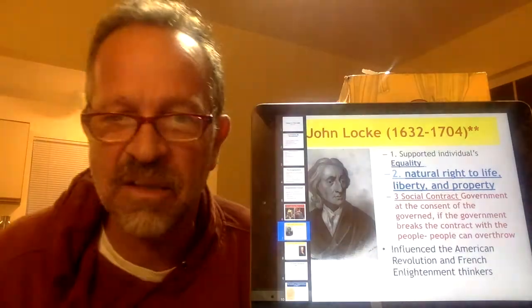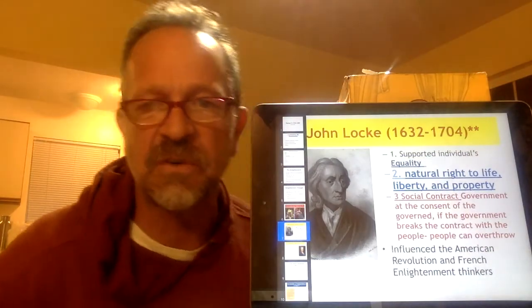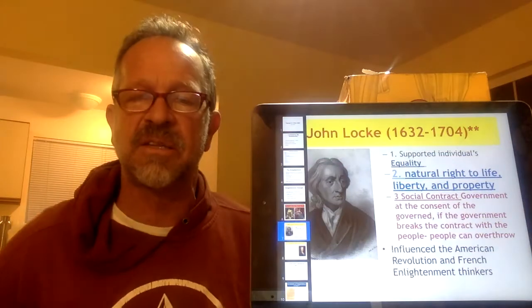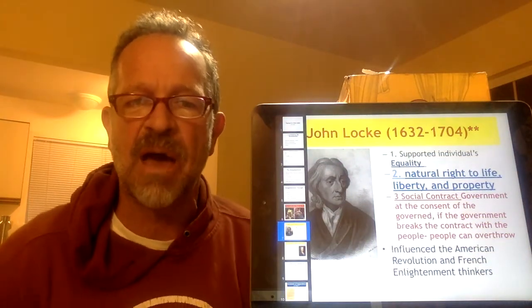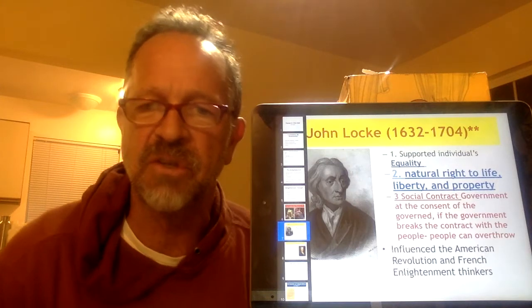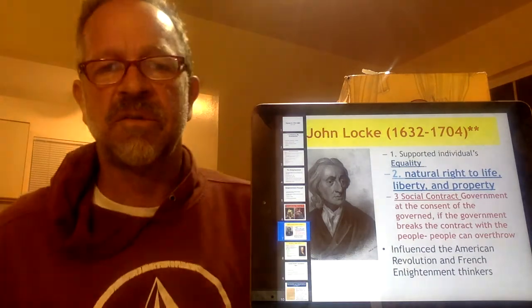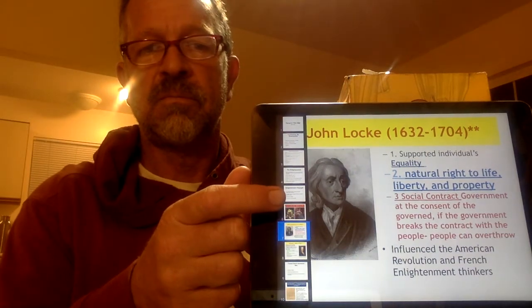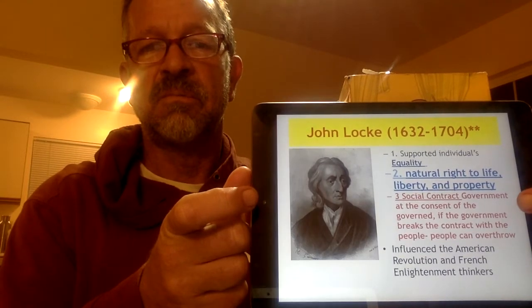John Locke, your key Enlightenment philosopher, because he stands for equality, he stands for your natural rights, he stands for that social contract, which basically stands for democratic thinking, that the people have power over their government and should be able to overthrow an unjust government. This guy is the bomb. I might have a John Locke tattoo.